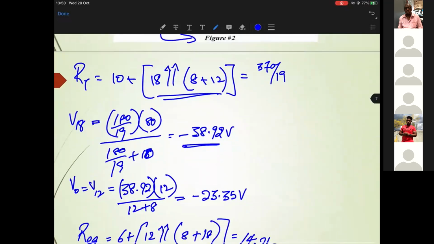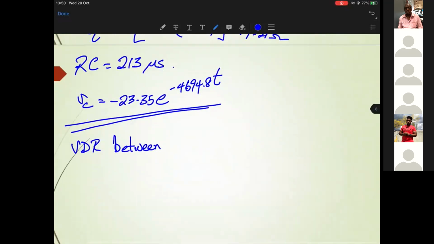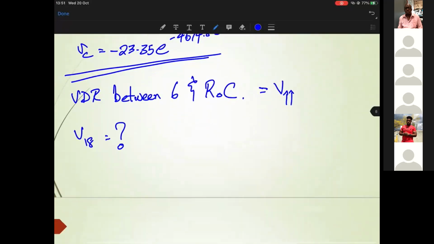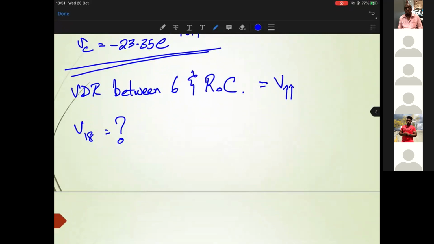So we apply voltage divider between 6 ohm and the rest of the circuit. Yes, sir. And let's call that V parallel. So what is V18? How do we find V18? How do we find the voltage? Once we have that voltage, what's V18?